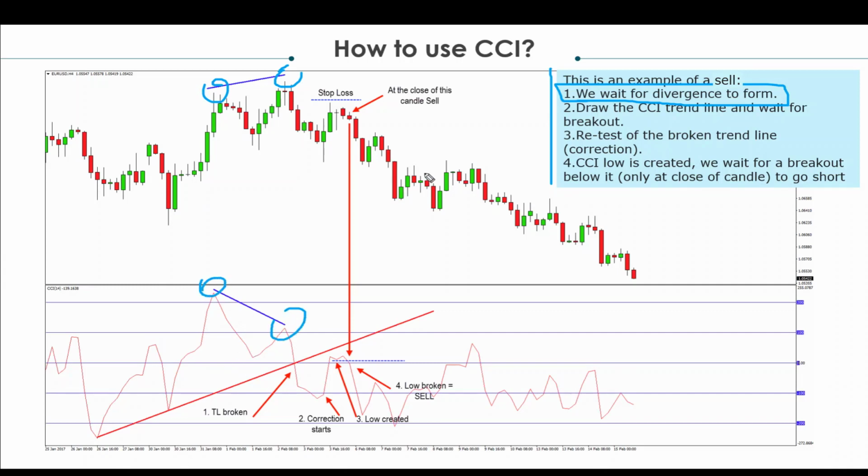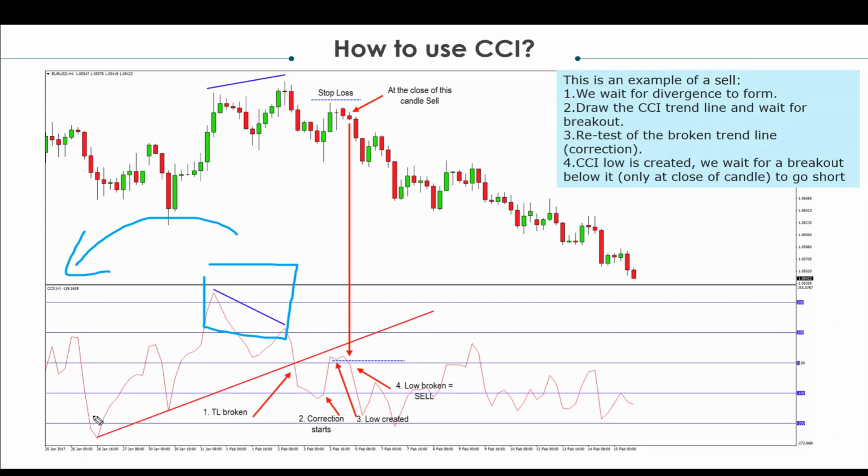Divergence forms. Second part is to draw the CCI trend line and wait for the breakout. How do we draw the CCI trend line? We look where the divergence happened and we look back, we look left. This is where we want to find a bottom that's not just crossing the zero level, a bottom that formed an extreme. Since this is the previous pullback and the continuation, and we created that extreme zone before that, this is going to be our initial point, the point where we start looking to draw the trend line. So we have low number 1, we have low number 2, and that's where we want to see the trend line being broken. Okay, this is point number 2.